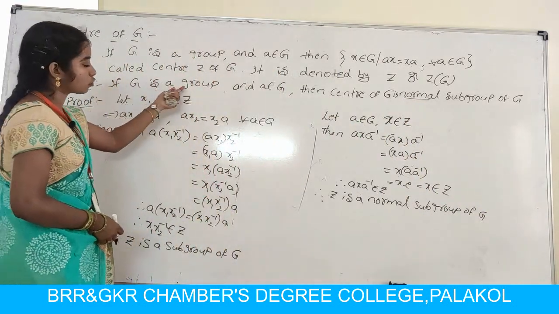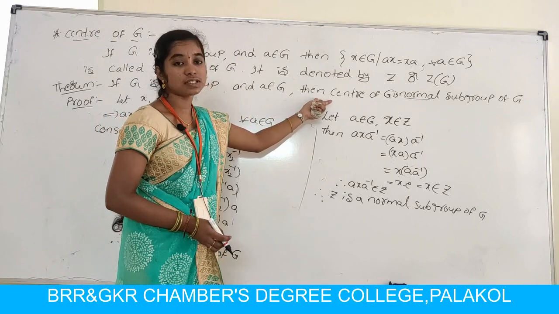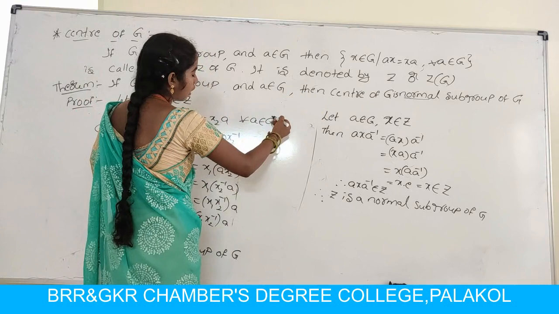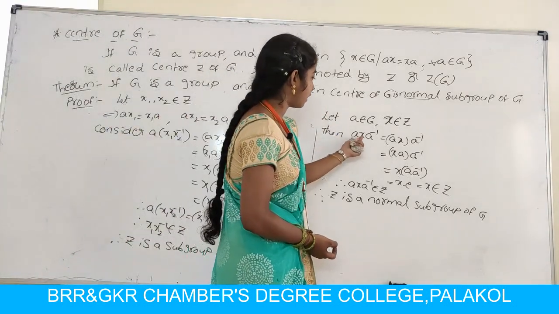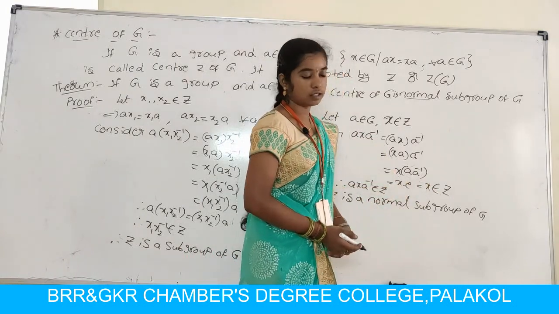So given Z is a group and A belongs to Z, we have to prove that the center of Z is a normal subgroup of Z. First of all, we have to prove it is a subgroup of Z. So next, A X A inverse belongs to Z. So that means Z is a normal subgroup of Z. So next theorem.